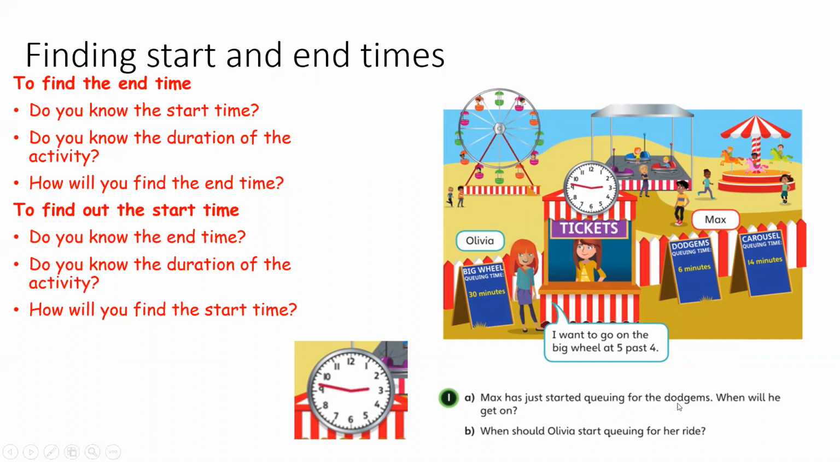So Max has started queuing for the Dodgems. Here we are, he's in the queue. When will he get on? So we know the time he started because we've got a clock in front of us, and we need to find out what the start time is. And we know how long it's going to last for. So on this occasion, we can find out what time he will get to the Dodgems to start to get onto the ride. Okay, so we all know what time he'll get on.